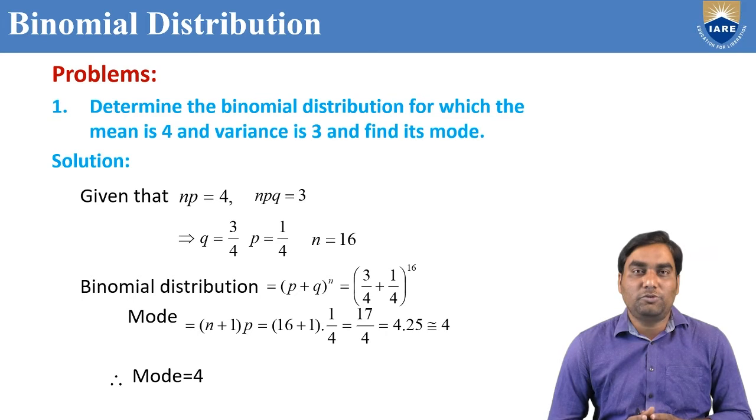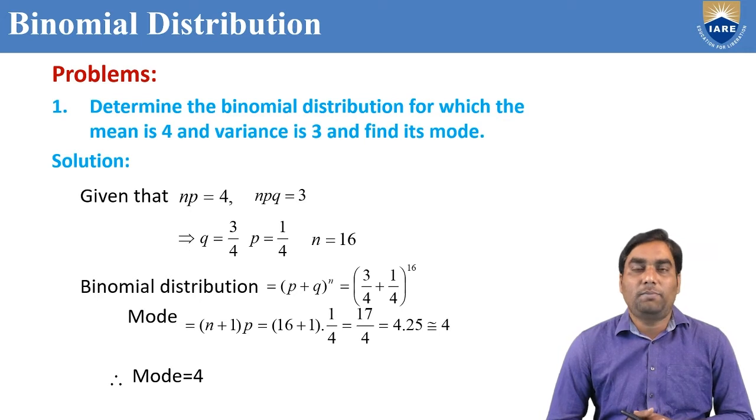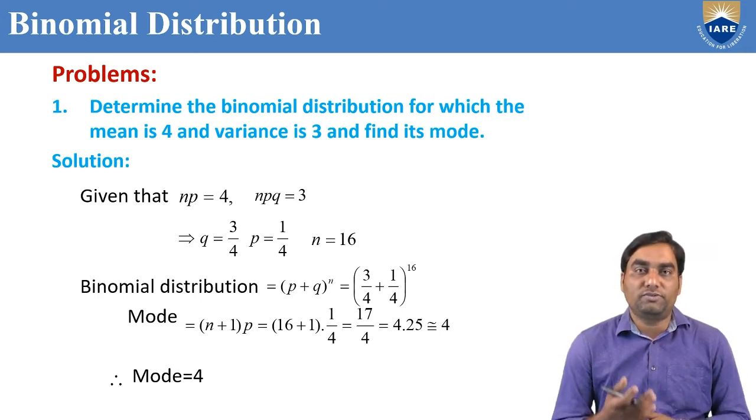The binomial distribution means (p plus q) whole power n. The mean of the binomial distribution is np. Variance of the binomial distribution is npq. And standard deviation of the binomial distribution is under root of npq. And finally, mode is (n plus 1) into p. So you should remember these formulas before starting the problems on binomial distribution.